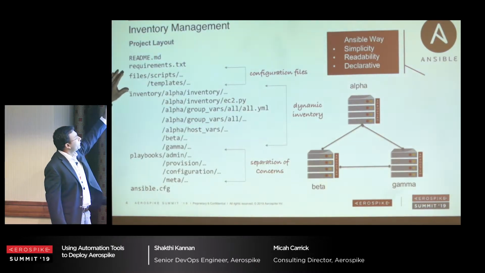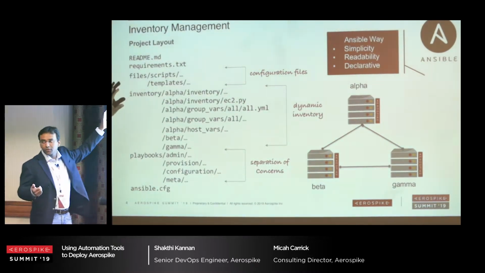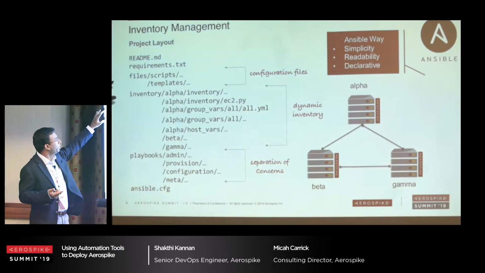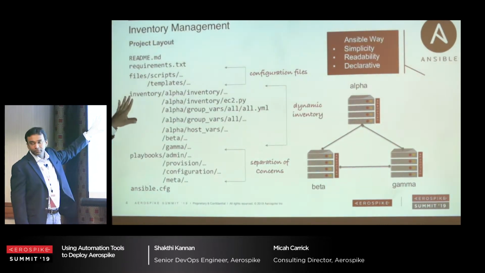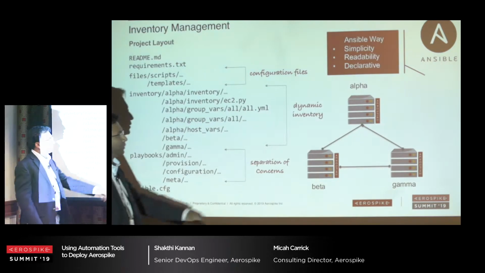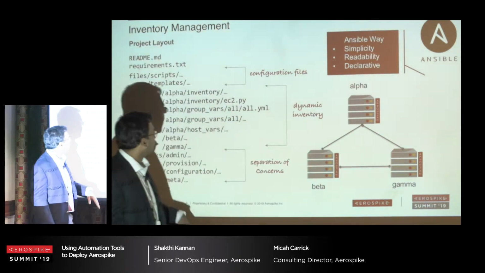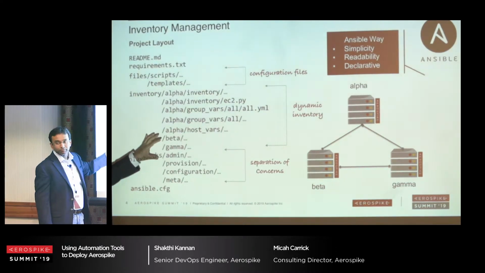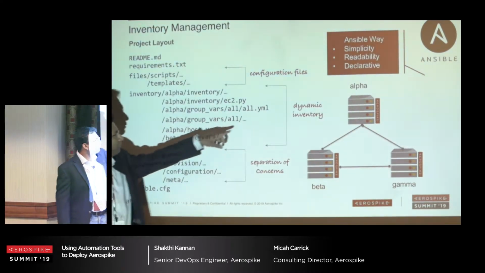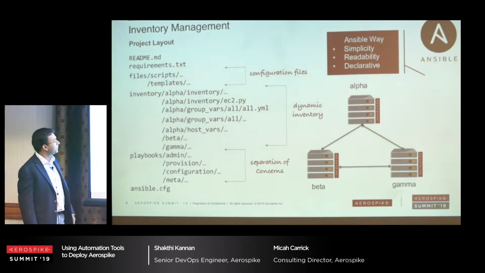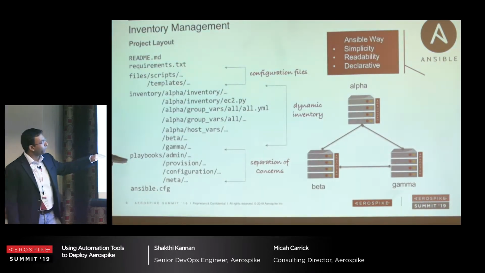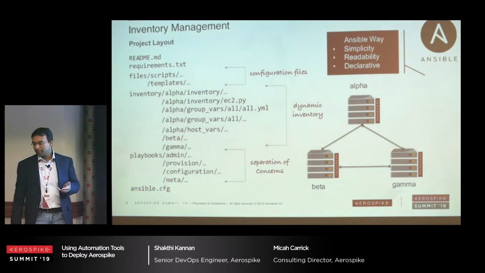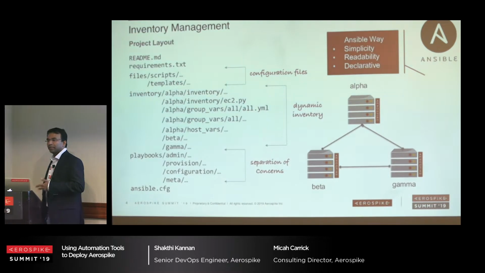Here we have the different files. It could be the scripts or the configuration files that you want to deploy, and then you have your inventory. In this example, we are considering 3 Aerospike clusters, and per Aerospike cluster, you have a folder. This is an example of a dynamic inventory in AWS. And then you have your playbooks. Ansible calls them playbooks. Chef calls them recipes.